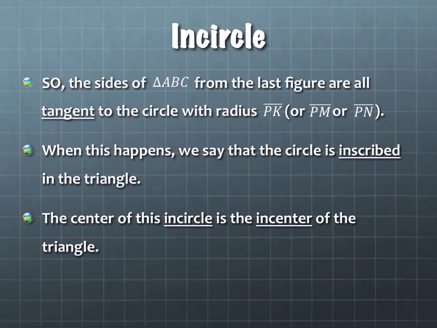When this happens, we say that the circle is inscribed in the triangle. The circle is called the incircle, and its center is the incenter of the triangle. So the vocabulary feels a lot like when we did circumcircle and circumcenter, because it was circumscribed. The circle was circumscribed around the triangle instead of being inscribed inside of the triangle.